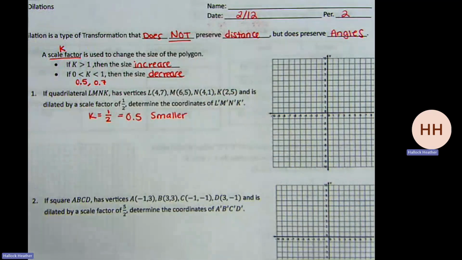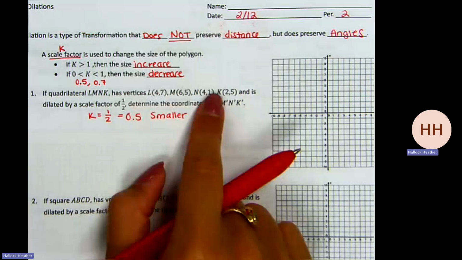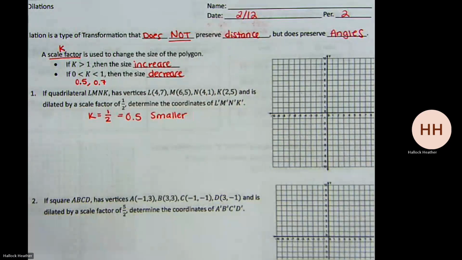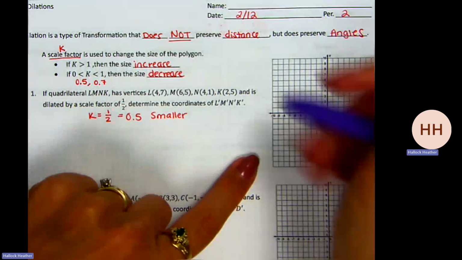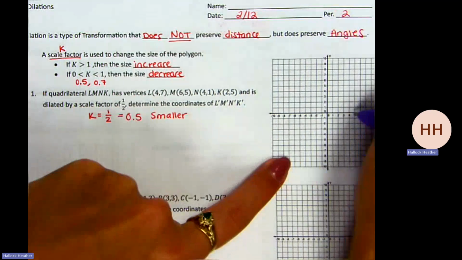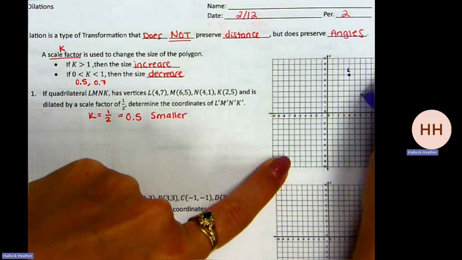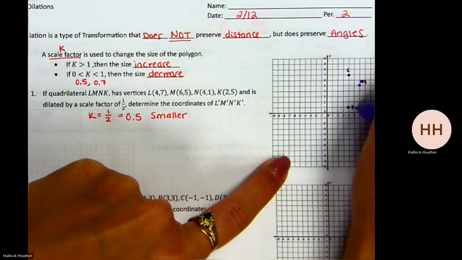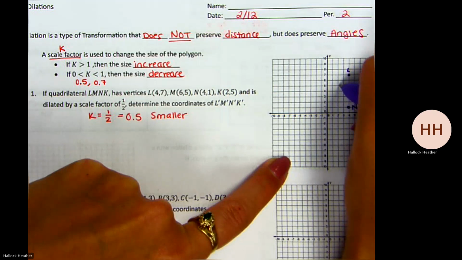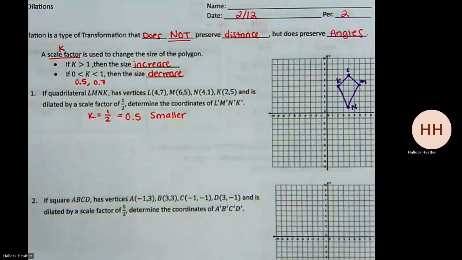So what I'm going to do to start is plot my original coordinate points on my graph. And when we're doing this together, we're going to use the graph. You don't need to use the graph whenever you're doing it yourself if you don't want to. So take a second, plot your original points. So 4, 7, 1, 2, 3, 4, 5, 6, 7. 6, 5, 1, 2, 3, 4, 5. 4, 1, 2, 5. So we have a kite. That's the original.